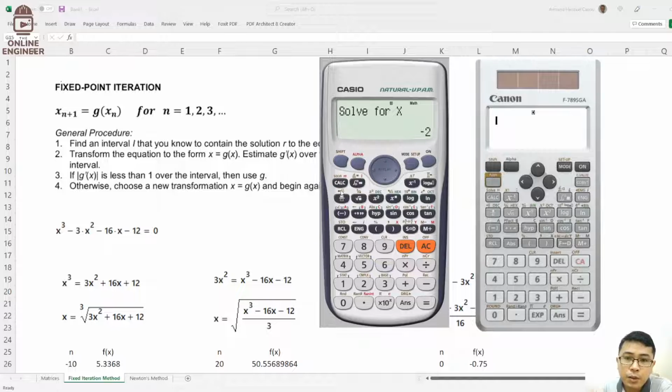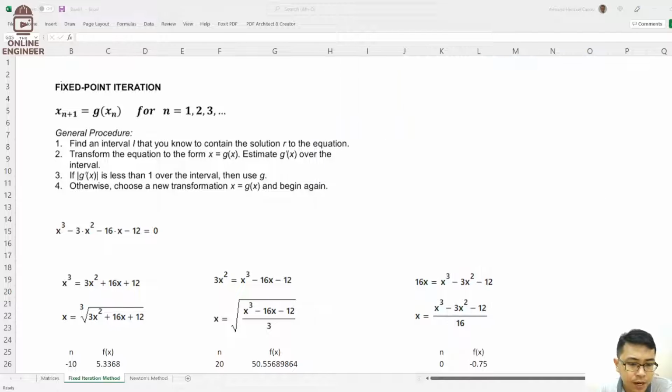So the Casio calculator, or the Canon calculator, actually uses a numerical analysis method in order to solve for the roots. It's actually using the Newton-Raphson method, or Newton's method, which we're going to show you later in our discussion. So the first analysis that we're going to use to solve this is the fixed point iteration. So let me just hide our calculators here.